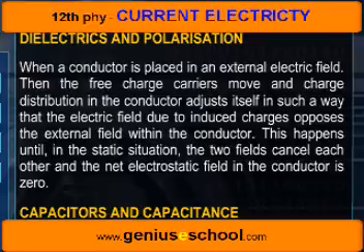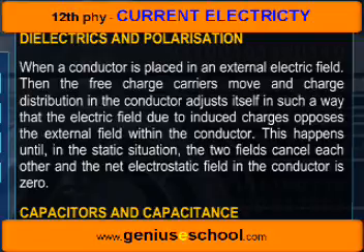Dielectrics and polarization. When a conductor is placed in an external electric field, then the free charge carriers move and the charge distribution in the conductor adjusts itself in such a way that the electric field due to induced charges opposes the external field within the conductor. This happens until, in the static situation, the two fields cancel each other and the net electrostatic field in the conductor is zero.